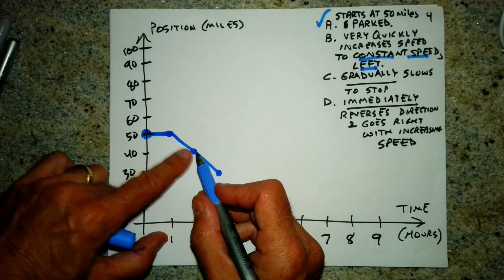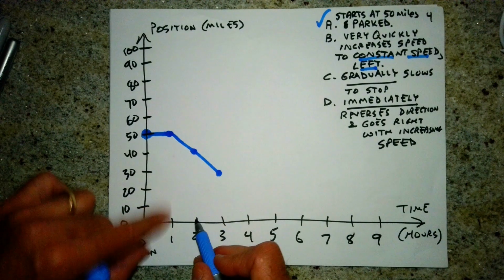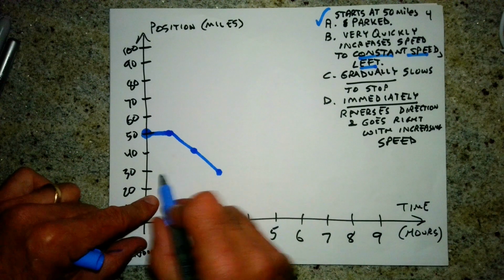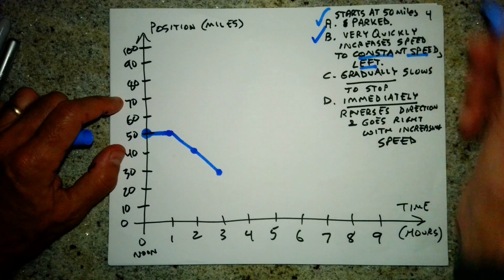Each hour, it moves left 10 miles. 1 hour, moves left 10 miles. 1 more hour, moves left 10 miles. Up and over, up and over. Okay, so we did B.